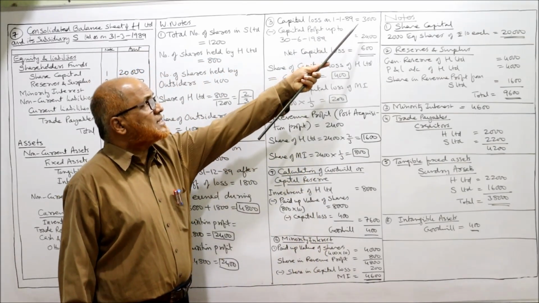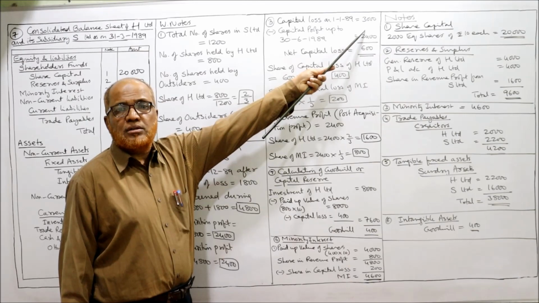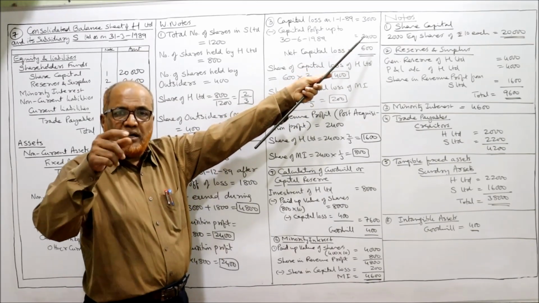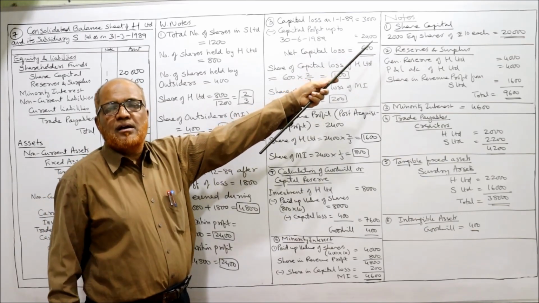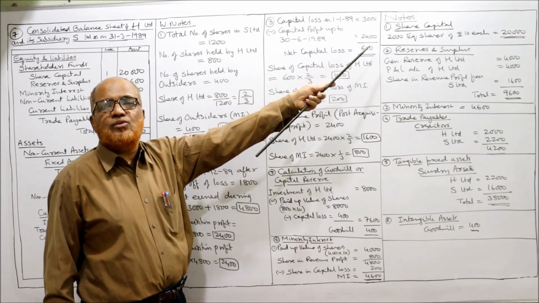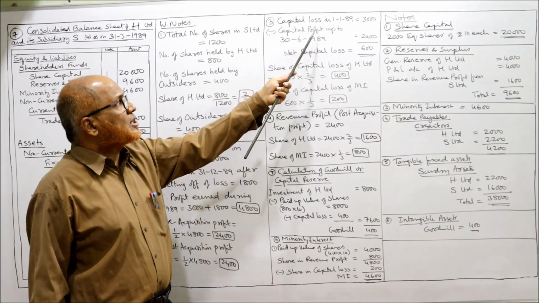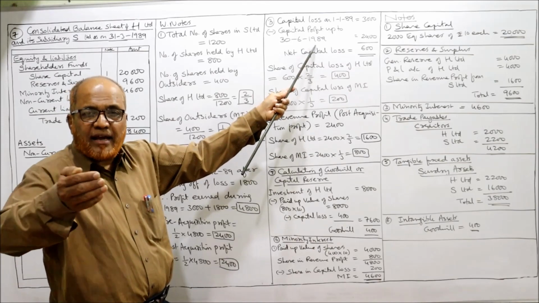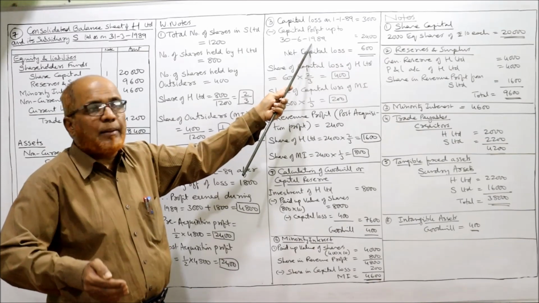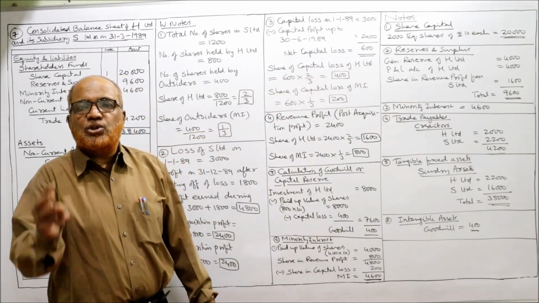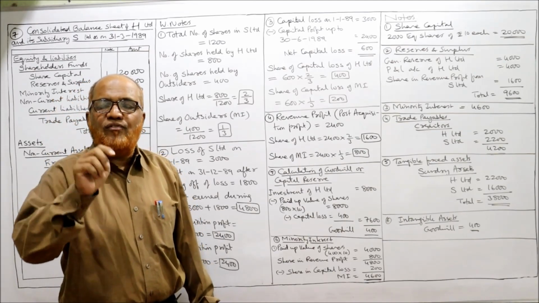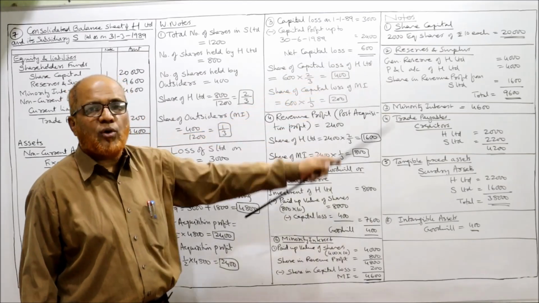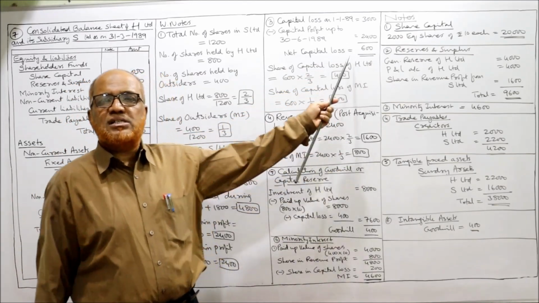Capital loss from 1st January 1989, 3,000. 3,000 rupees is the capital loss at the beginning of the year. And during the first 6 months, how much profit has been earned? 2,400. So minus capital profit up to 30th June 1989. So before acquisition of shares, the capital profit is 2,400. So 3,000 loss, 2,400 profit. Set off कर लो, 3,000 minus 2,400, net capital loss is 600.